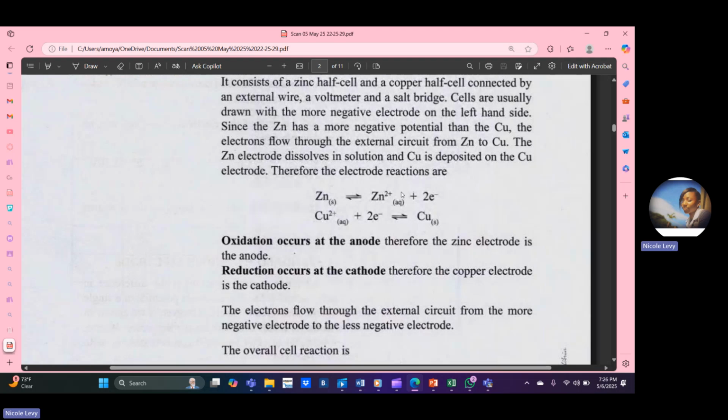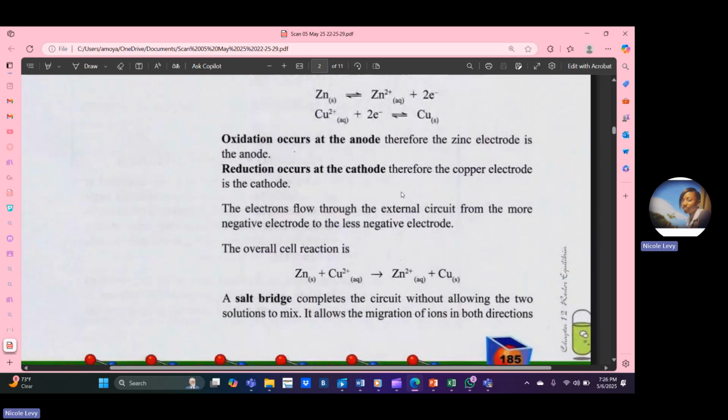So oxidation takes place at the anode, and that is confirmed because the zinc electrode is more likely to lose electrons. And then reduction takes place at the cathode because the copper 2 plus ions will gain electrons to form back solid copper. So the copper electrode is the cathode and the zinc electrode is the anode.